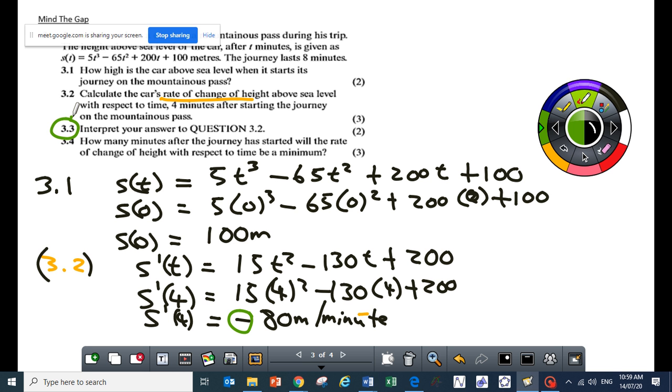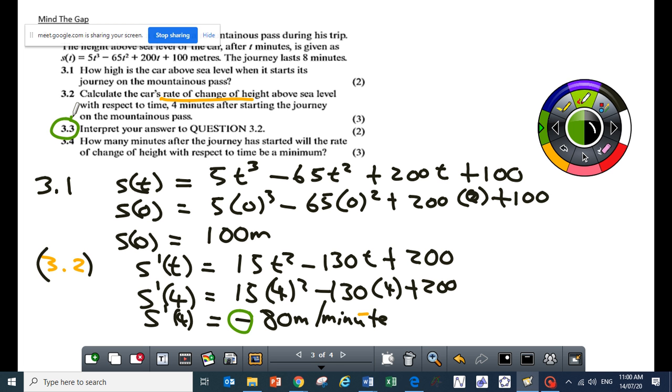Okay, which means the height itself of that mountainous space is actually decreasing. So you can decide how you want to interpret it, but you have to make sure that you explain in terms of a decrease in the height above sea level. The height above sea level is decreasing. Therefore the car is moving downwards. So I think that's all I can say. You can decide how you can explain it.